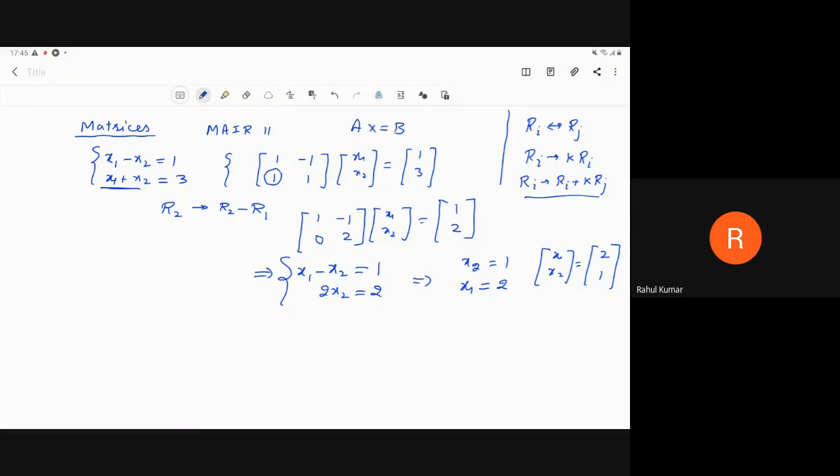All right. Now, this Ax equal to b. If b is a non-zero matrix, then we call it a non-homogeneous system of linear equations. If b is 0, what do you call it? This is a homogeneous system of linear equations.